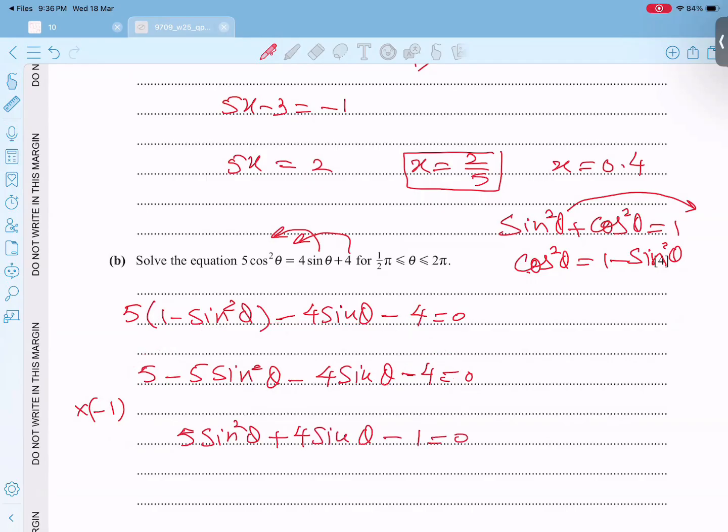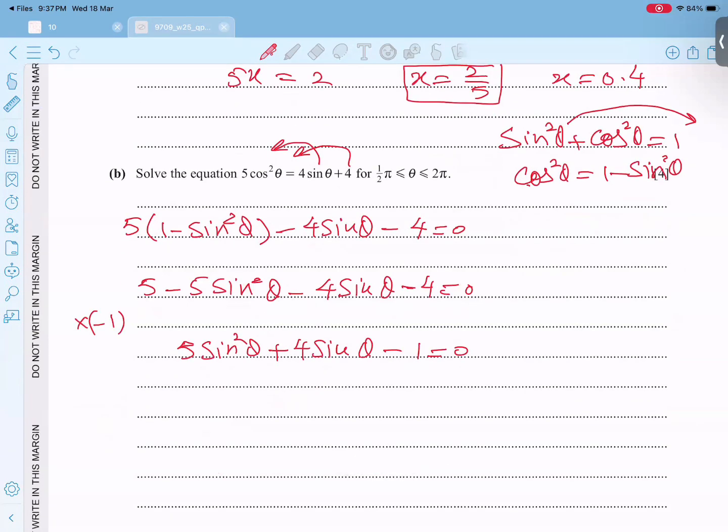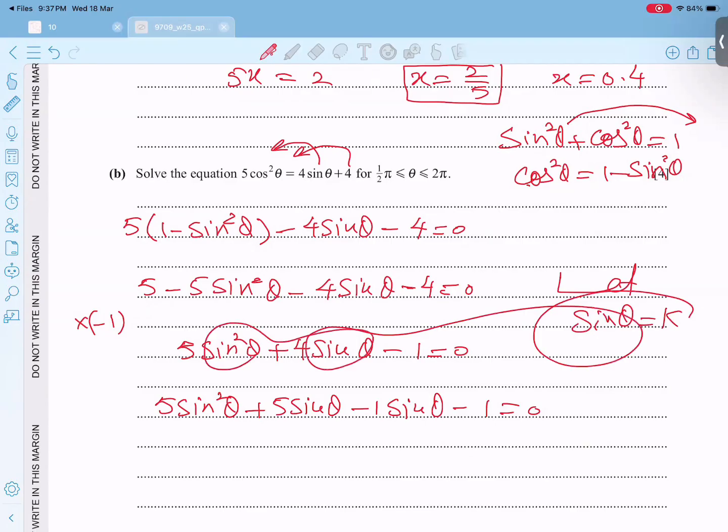Now I have two choices. Either I can go for factorization or I can go for the quadratic formula. But I think factorization is possible. 5 ones are 5, and I can say easily 5 ones are 5, and plus 5 sine theta, and minus 1 sine theta, and minus 1 equal to 0. Or you can say let sine theta equal any variable, let's say k. So this turns to be k, and this can be k squared. Anyway, it is your wish.